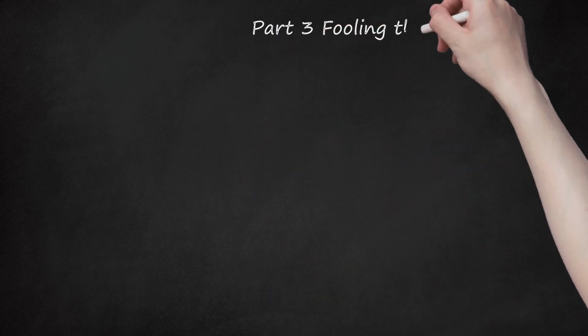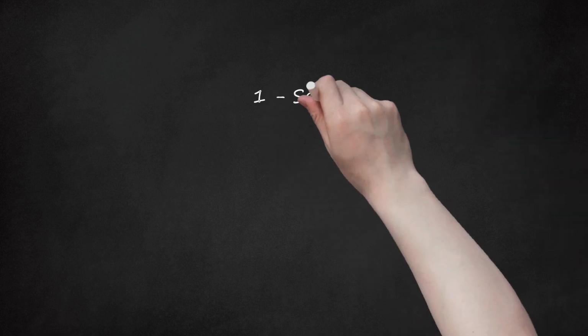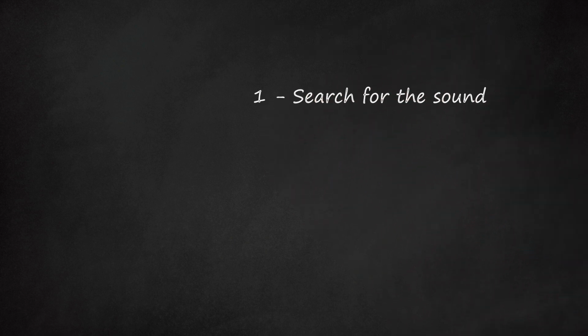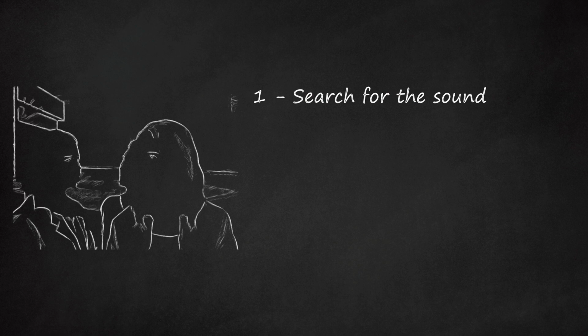Part 3. Fooling the audience with misdirection. 1. Search for the sound. One way to misdirect those listening to you is to pretend that you are searching for the sound in the same way they might be searching.